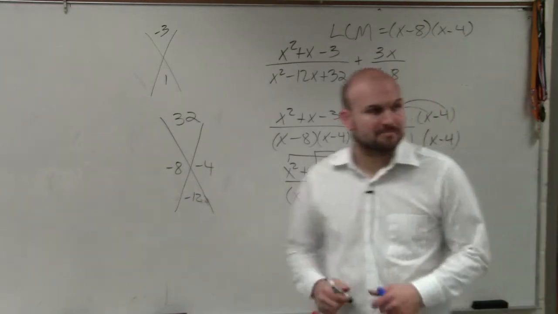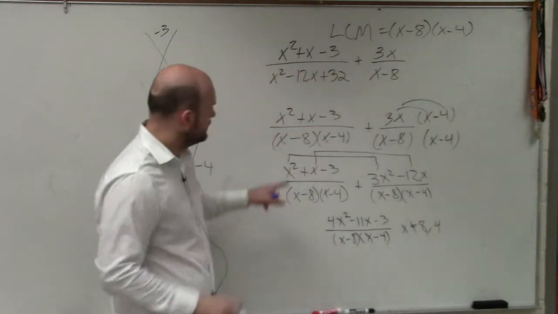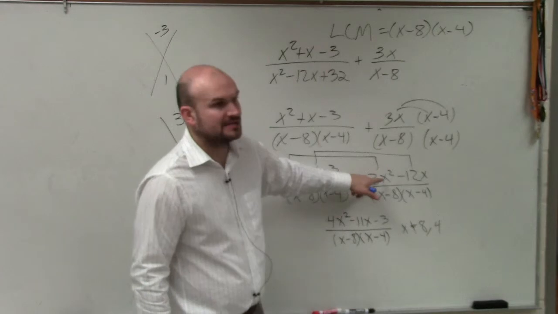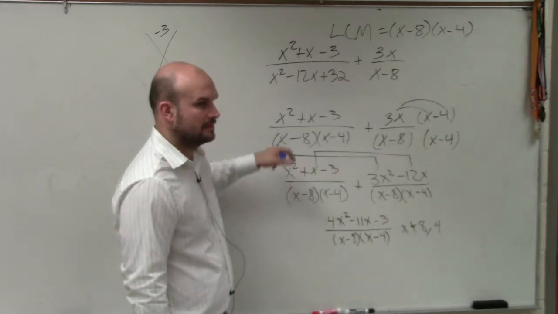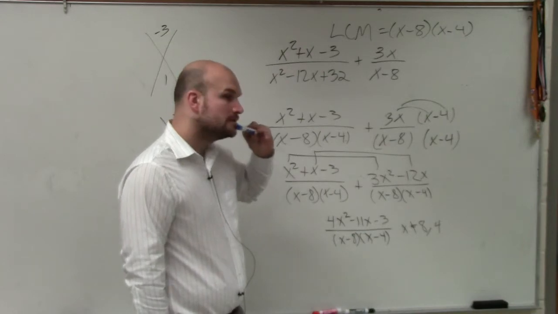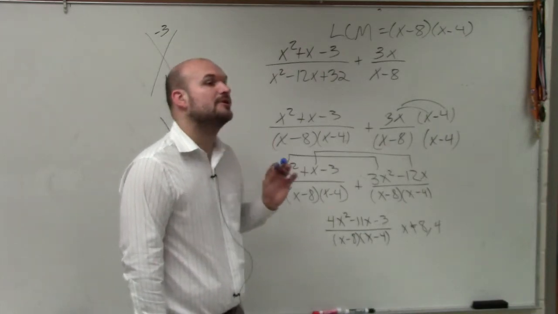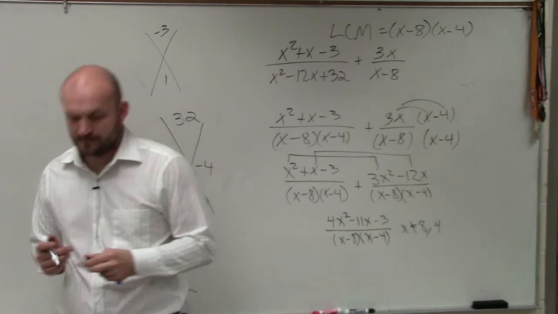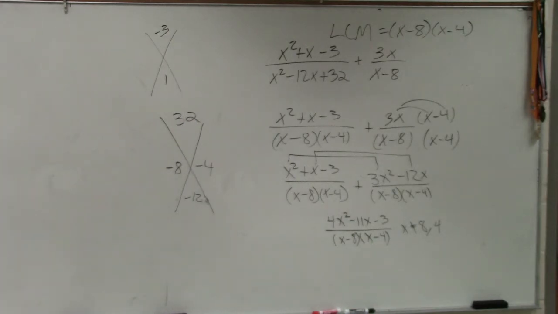Wait, how do you get 4x squared? X squared plus 3x squared. So you don't add up the number 2? Like, huh? You don't add up the exponent? No, no, only when you multiply will we add the powers. Cool? All right.